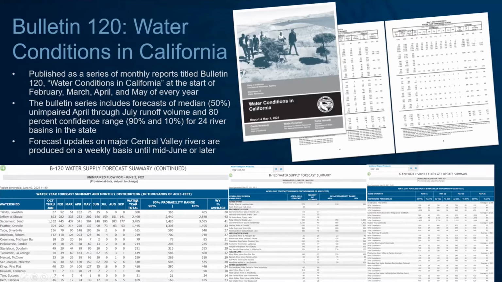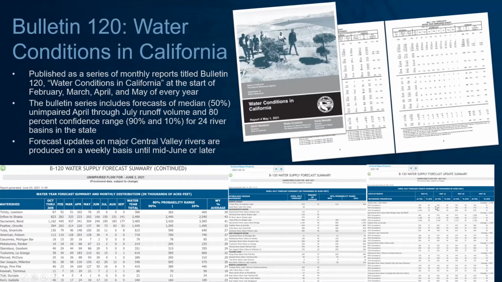For example, we have the monthly distribution of the median forecast for all these watersheds, and the forecast summary. So you're looking at our 90, 10, and 50% exceedance forecasts for April through July, and also what it looks like with those weekly updates.